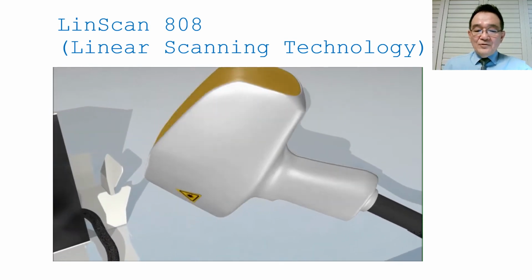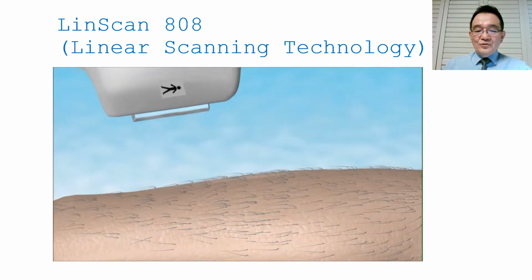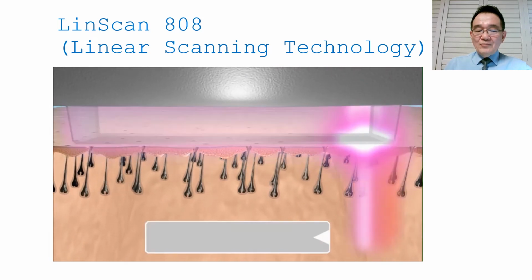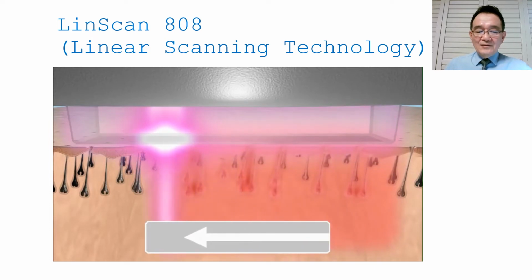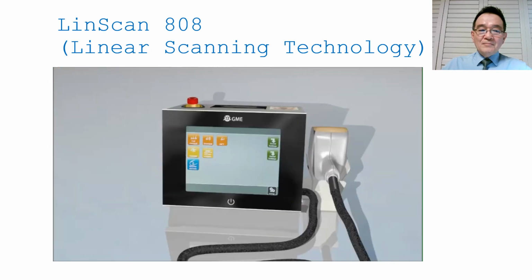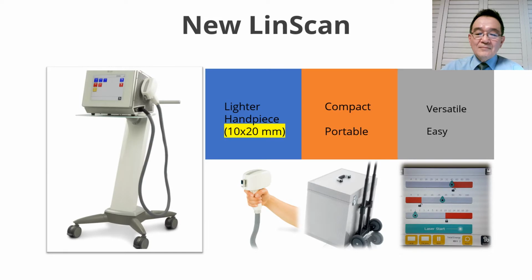This is the video for explaining linear scanning technology. A small laser diode bar is moving from one side to the other side and scanning all the area. Compared to the original Linscan, the new Linscan is equipped with a light handpiece with a 10 by 20 millimeter spot size.